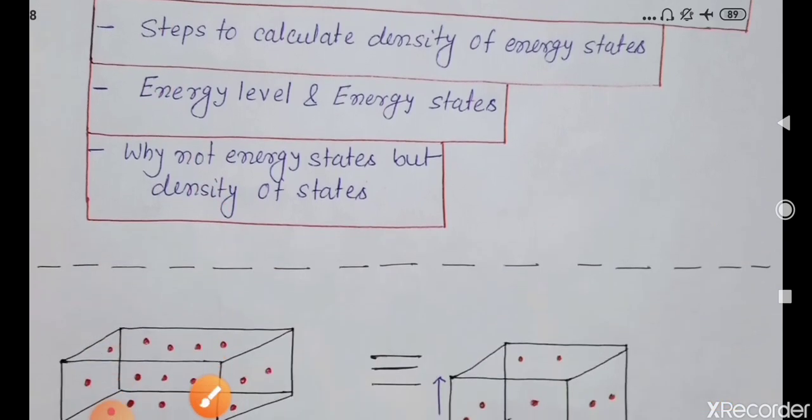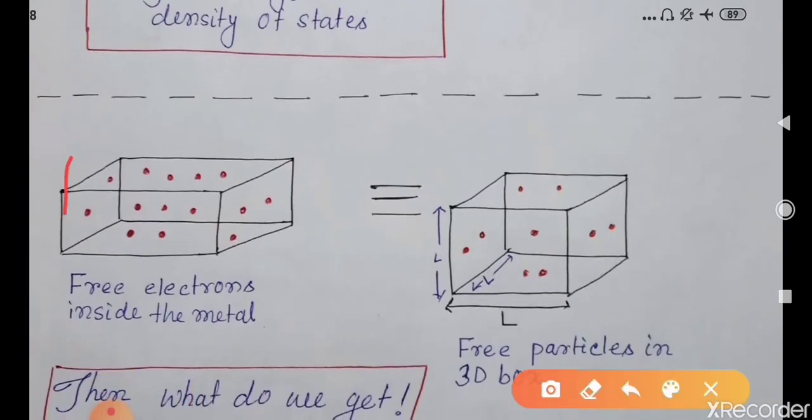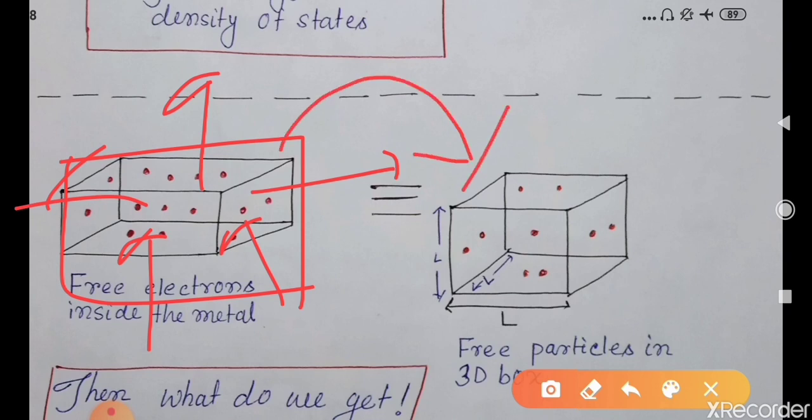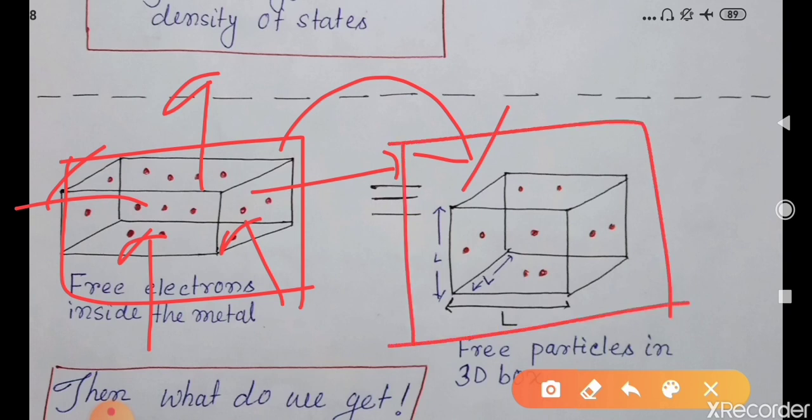But first we move to the free electron theory of metals. As per this theory, we know that the valence electrons, which are shown as red dots in this diagram, are free within the metal, but they cannot escape through the metal surface. This problem is quite similar to a problem in quantum mechanics, that is free particles in a three-dimensional box.